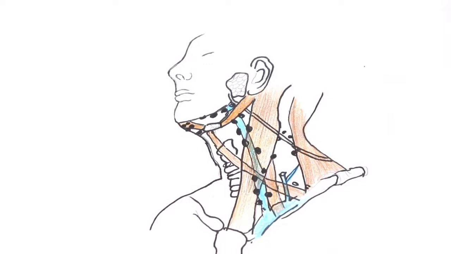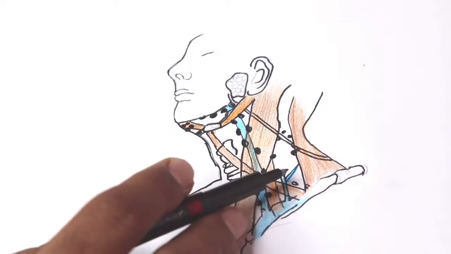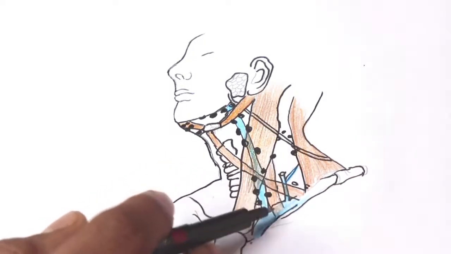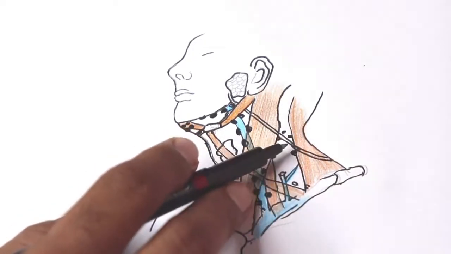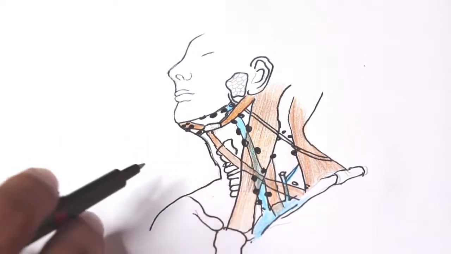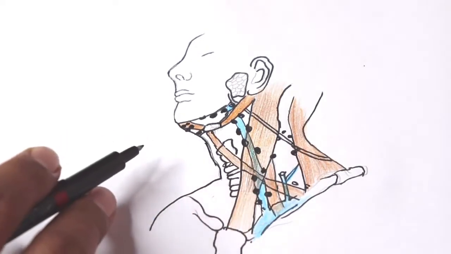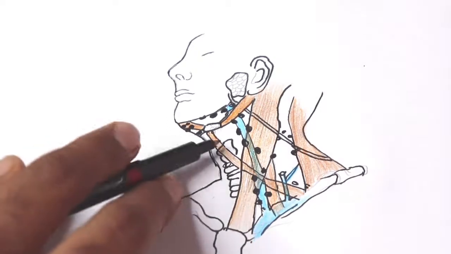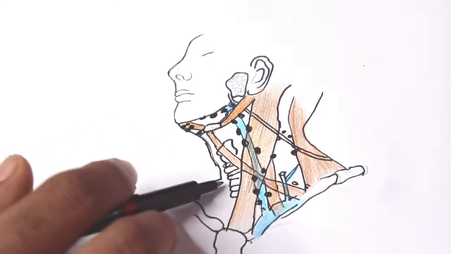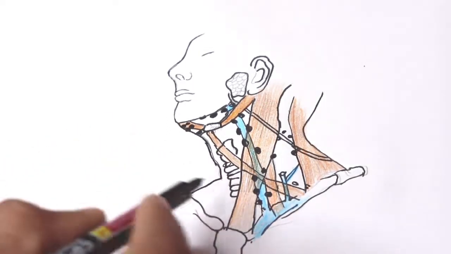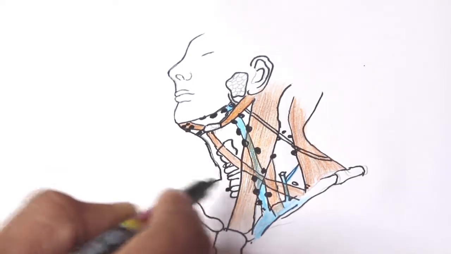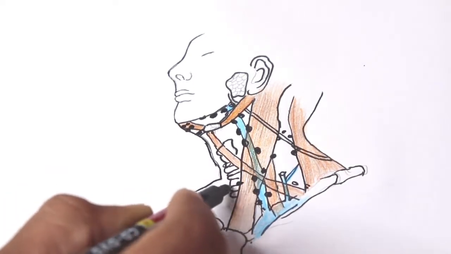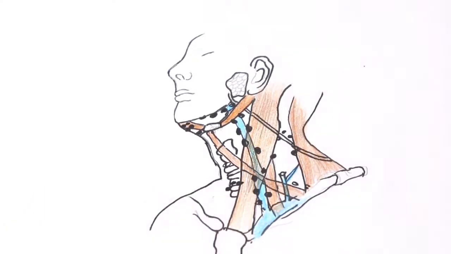Level 6. Level 4 is the lower part of the jugular nodes, and level 5 the posterior triangle, and level 6 is the anterior compartment nodes. So these are pretracheal nodes, paratracheal nodes. These nodes come under level 6.